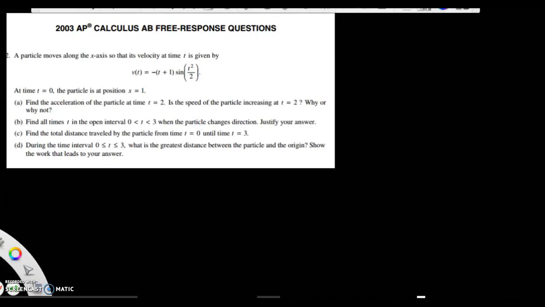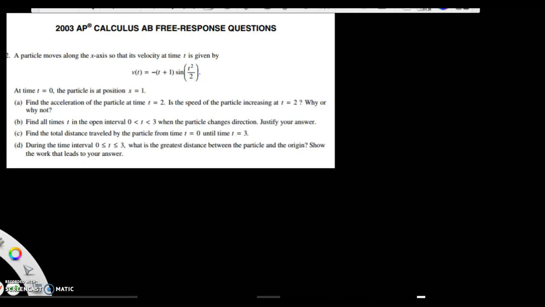In this video, we're going to solve 2003 AP Calculus Form A FRQ Question 2. It says a particle moves along the x-axis so that its velocity at time t is given by v of t equals negative quantity t plus 1 times sine of quantity t squared divided by 2. At time t equals 0, the particle is at the position x equals 1. Okay, so that's the initial position. Find the acceleration of the particle at t equals 2.